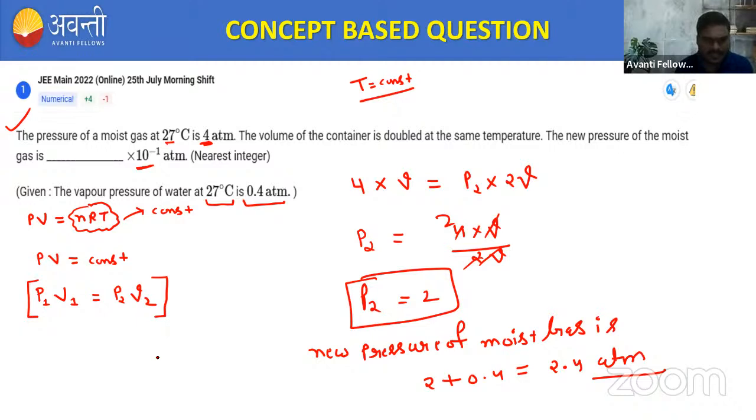2.4 atm, but then they are asking in terms of 10 raised to minus 2, so we can write it as 24, right? So this value comes out to be around 24. So that is 24 into 10 raised to power minus 1 atm. So this is the correct answer for this question. Okay.